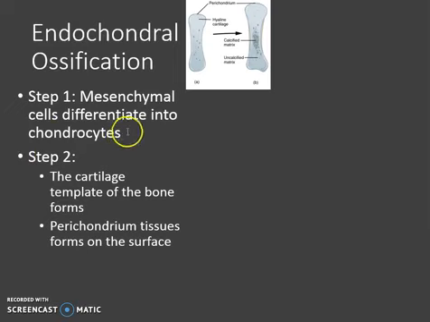These chondrocytes start forming the matrix of cartilage, and it sets up a cartilaginous template of where the bone is going to be. Prior to it looking like a bone, it still looks kind of like a bone, but it's made out of cartilage instead of the hard osseous tissue. A structure called the perichondrium forms on the surface, and this perichondrium is similar to the periosteum.